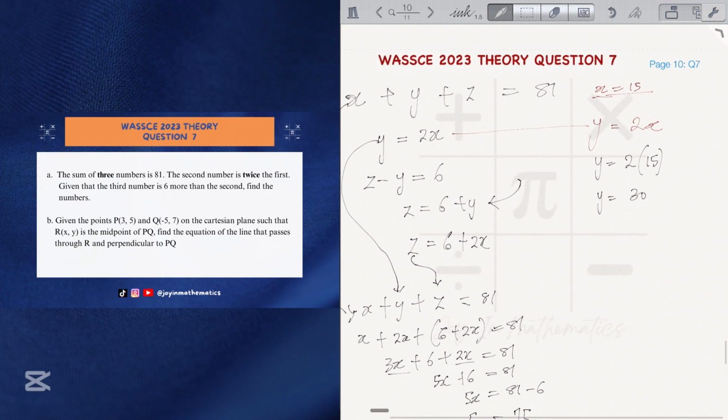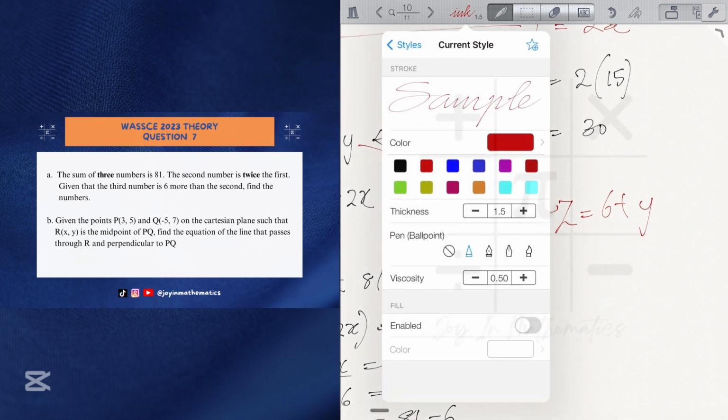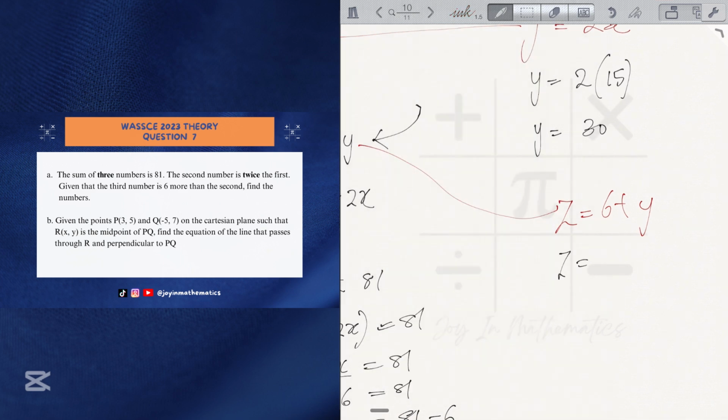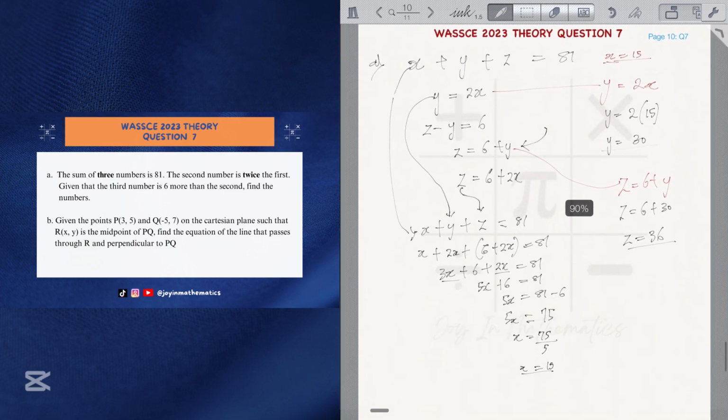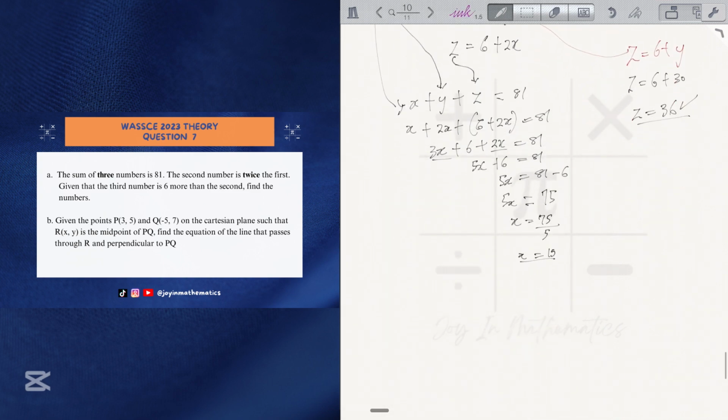And once we have Y equal to 30, we can go from here and evaluate the value of Z, since Z is equal to 6 plus Y. So we'll substitute the value of Y. So this will be 6 plus 30. So Z will be equal to 36. So the numbers are simple. We have X is equal to 15, Y is equal to 30, and Z is equal to 36. So let's write them in this conclusion. X is equal to 15, Y is equal to 30, and Z is equal to 36.